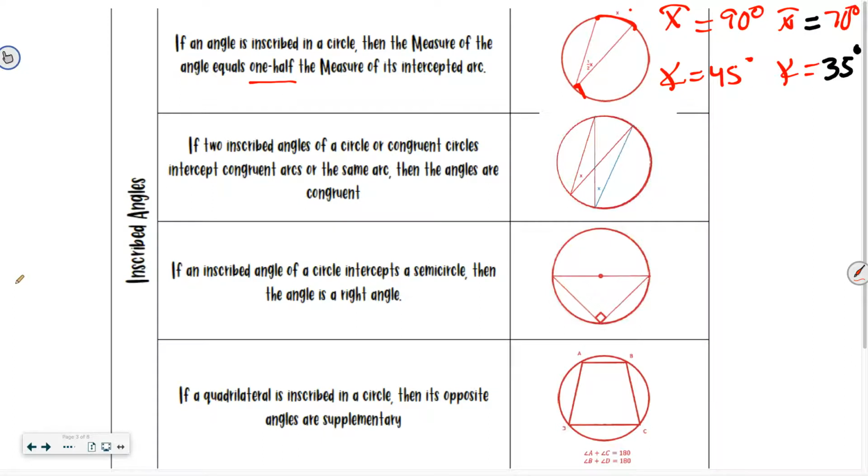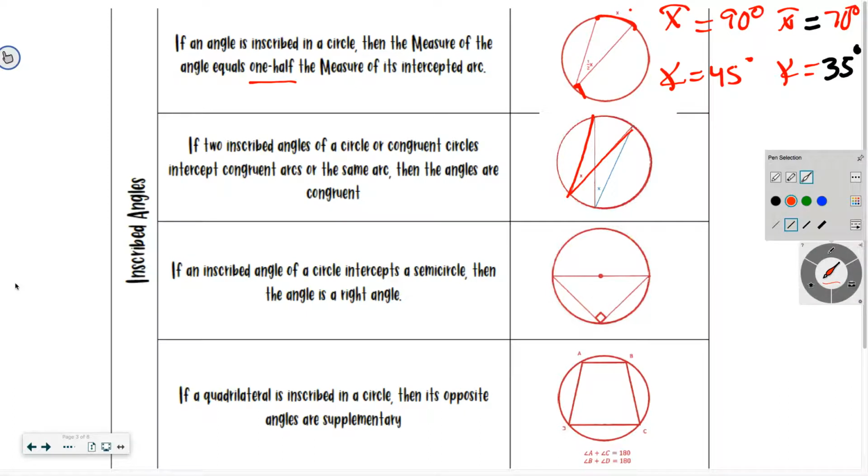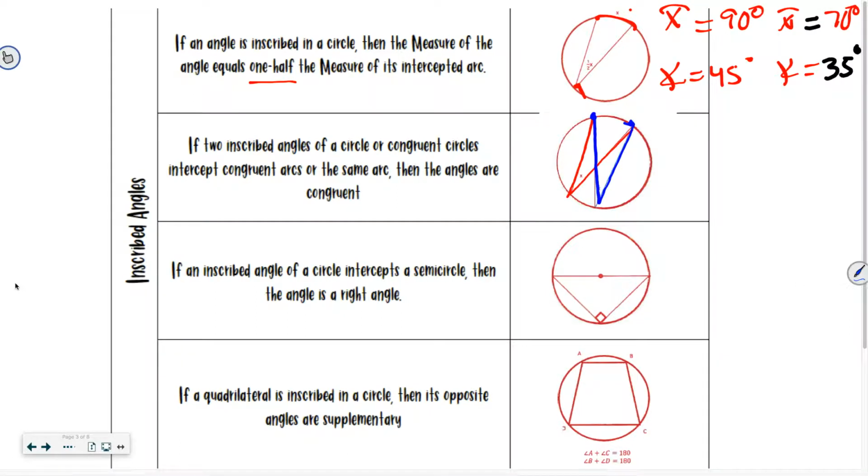Then if you notice here, I have 2 angles. I have this angle here, and then I have this angle here. But do you see how they have the same intercepted arc? So it says if 2 inscribed angles of a circle or congruent circles intercept congruent arcs or the same arc, then the angles are congruent. Because they both have the same points of intersection, whatever this angle is going to be the same as that angle. And it makes sense because if you think about it, they both go to the same arc.